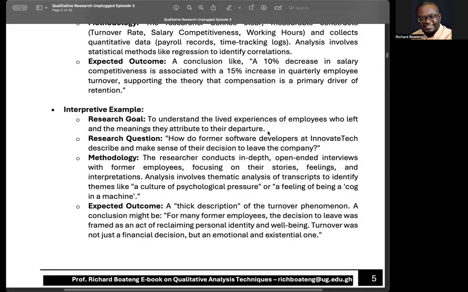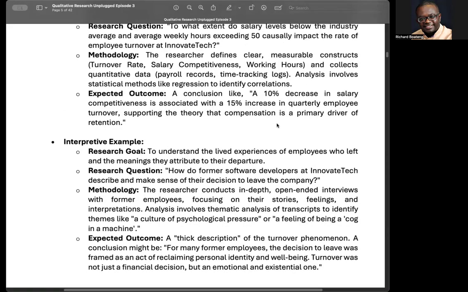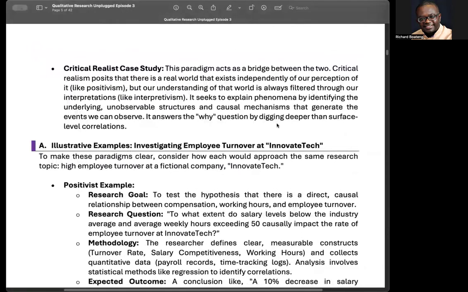Okay, now there's a third way mentioned in the guide, the critical realist case study. It's positioned as a sort of bridge between positivism and interpretivism. How does that work? How can it bridge those seemingly opposite views? Critical realism is fascinating, and yet it tries to find a middle ground.